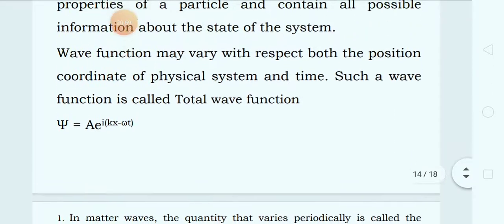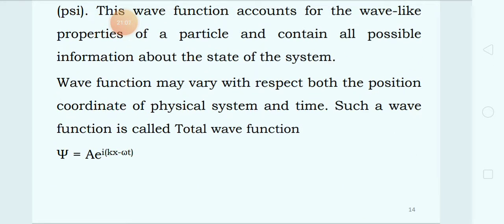Normally these wave functions are designated by the symbol psi. The wave function accounts for the wave-like properties of the particle and contains all possible information about the state of the system. A wave function may vary with respect to both the position coordinate of a physical system and time. Such a wave is called a total wave function, which means if a wave function varies with both position coordinate as well as the time coordinate, then such a function corresponding to that particular observable is called a total wave function.